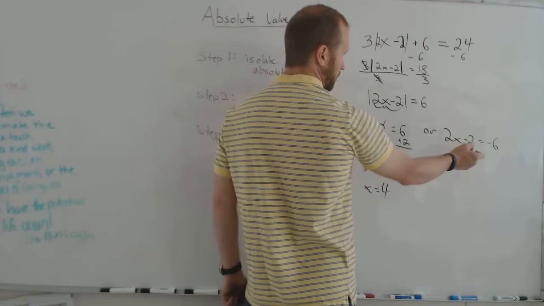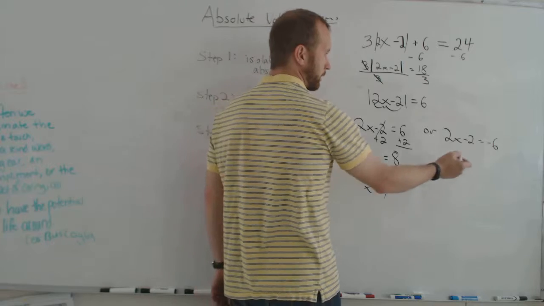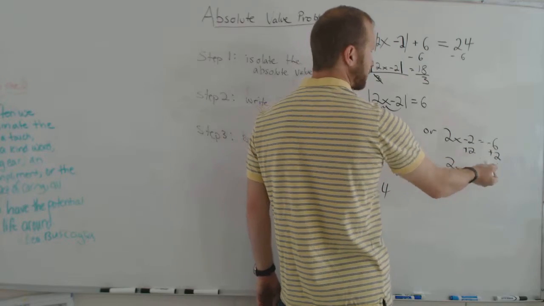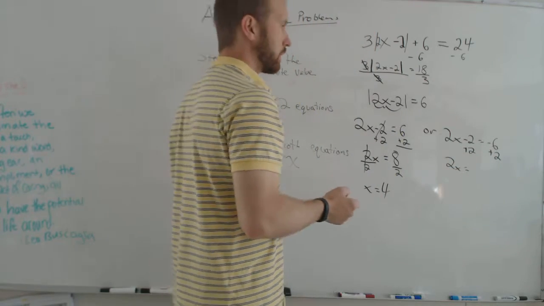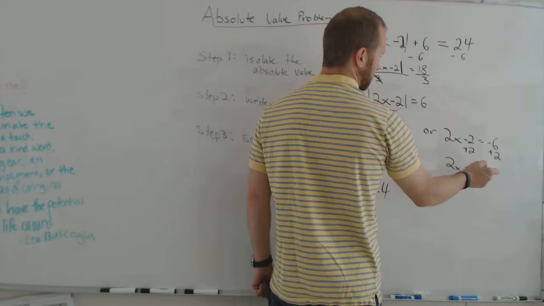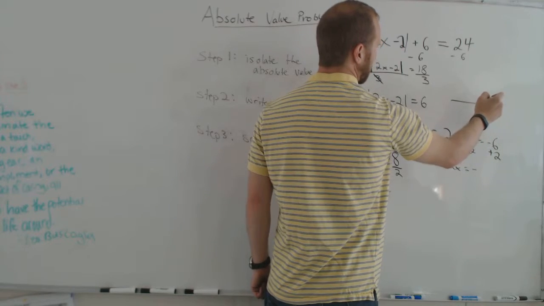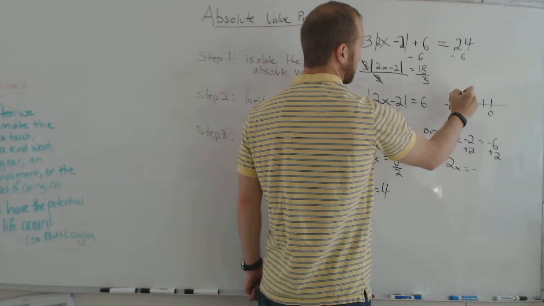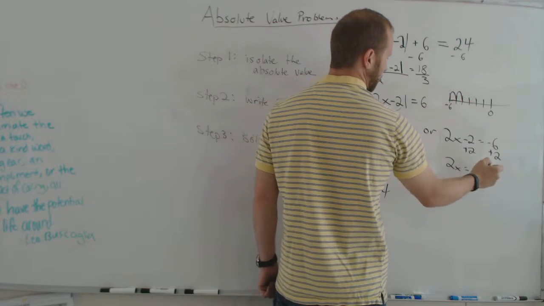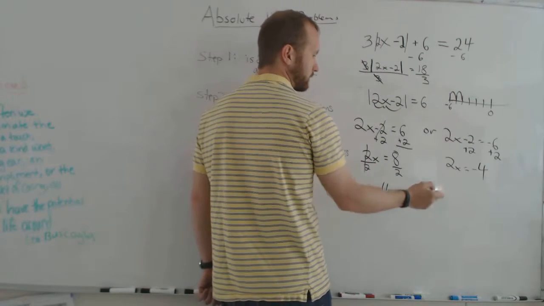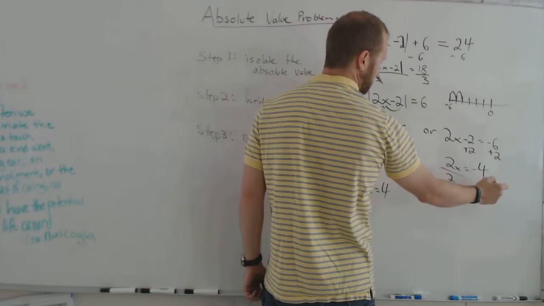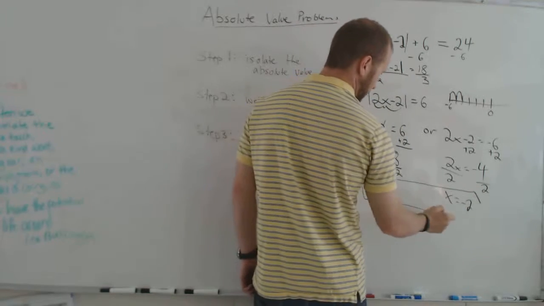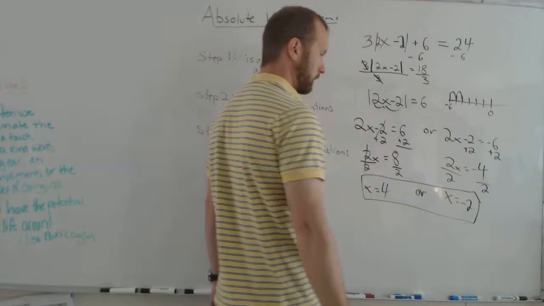Or, how do I solve this one over here? You add 2 to both sides. And then your 2x equals, what is negative 6 plus 2? Negative 3. Close. So I'm over here, negative 6. I'm going to add 2: negative 5, negative 4. And then what? Then you divide by 2. Very good. X equals negative 2. So either x equals 4 or x equals negative 2.